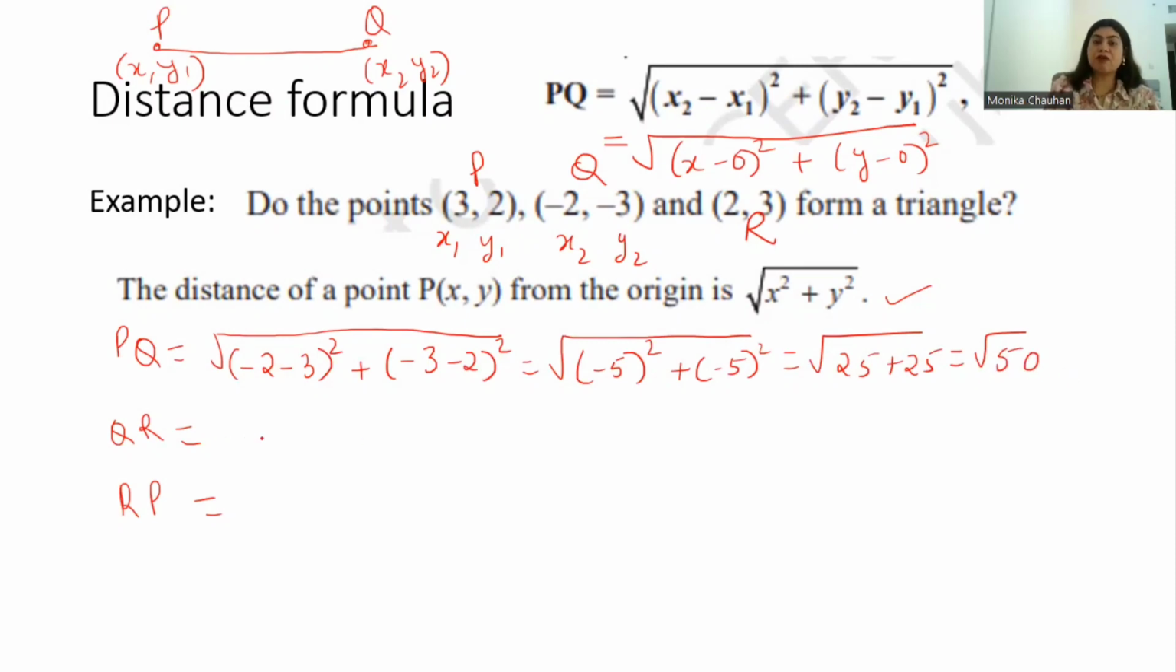Now let's see the next, QR. We have to find the distance between these 2 points, Q and R. So how much is the side in this case? x2 minus x1: 2 minus of minus 2, a minus x1, so it becomes plus 2.